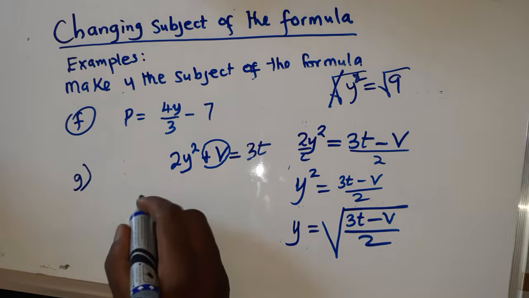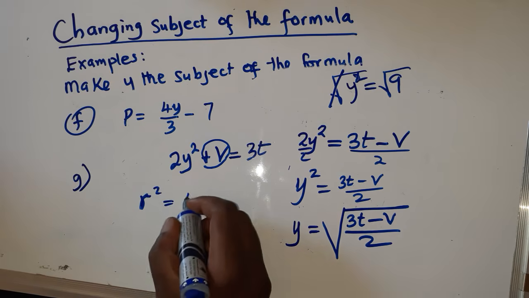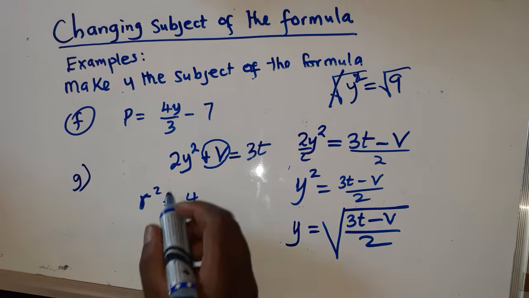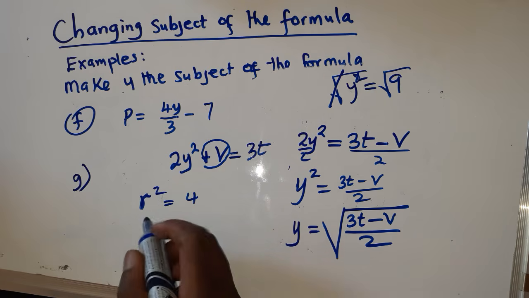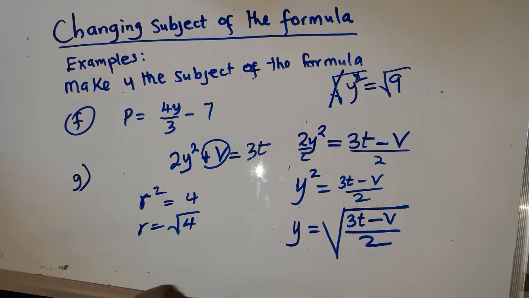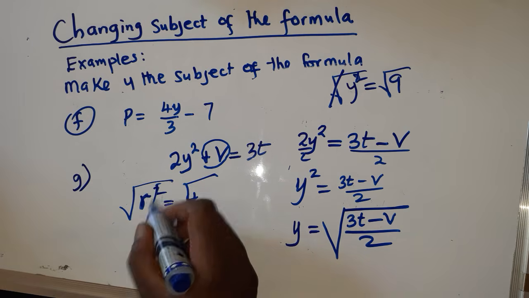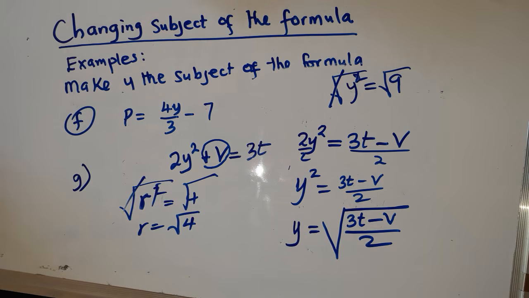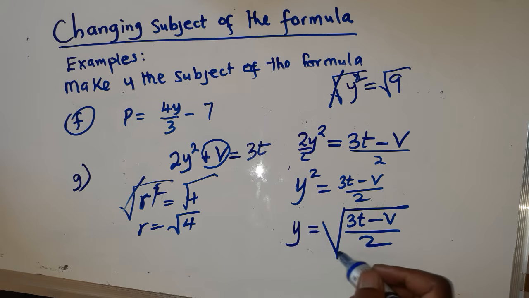Just the same if you have r, okay? If you have r squared is equal to 4, to get r, we always say r is equal to the square root of 4. It means you have taken the square root of both sides. Now the square and the root will cancel. So we have made y the subject of the formula here. y is equal to this expression.